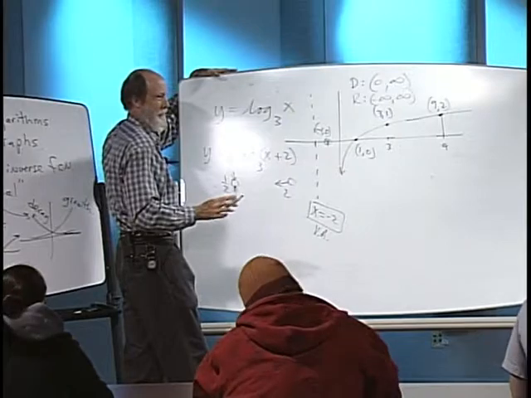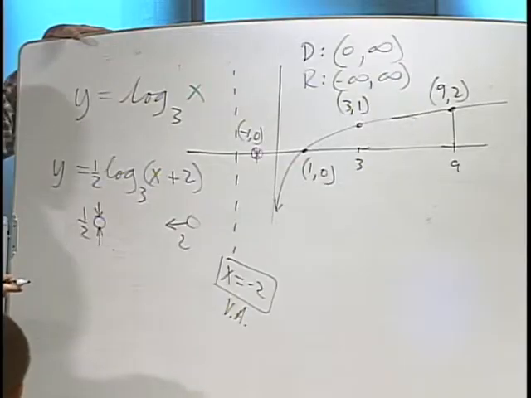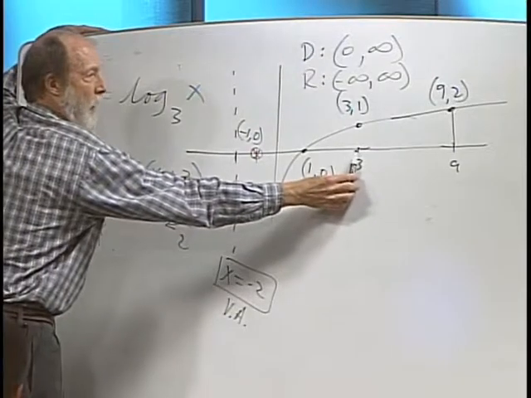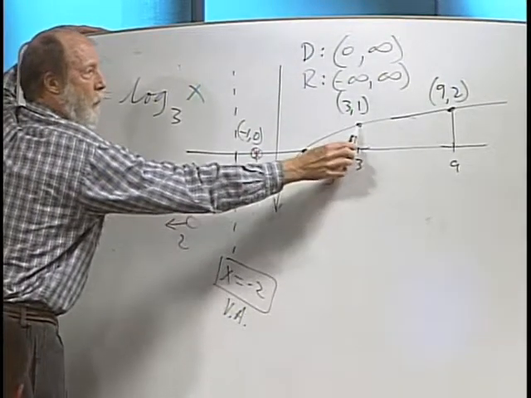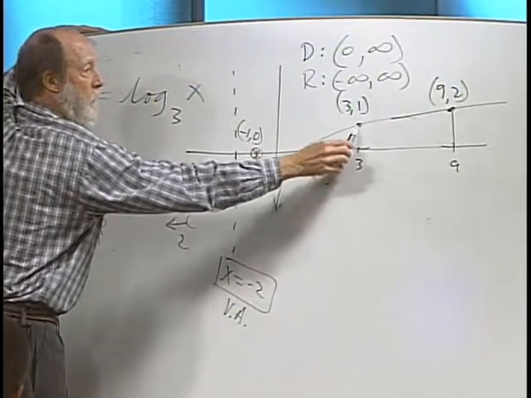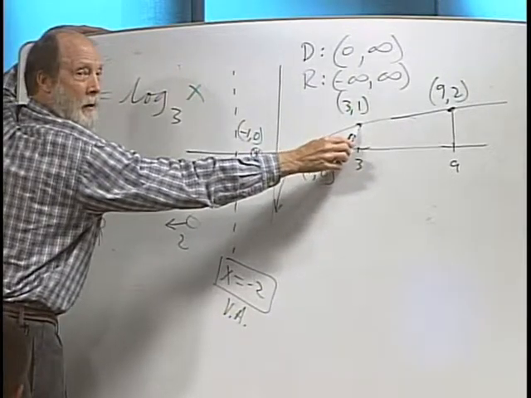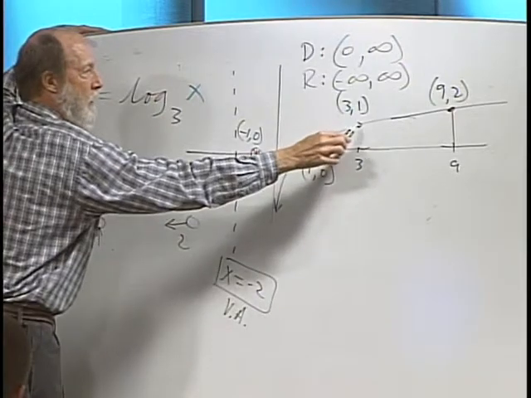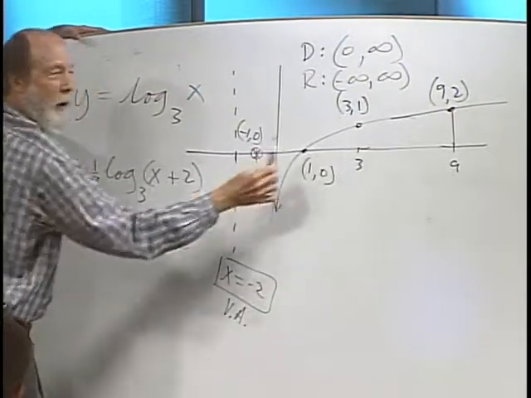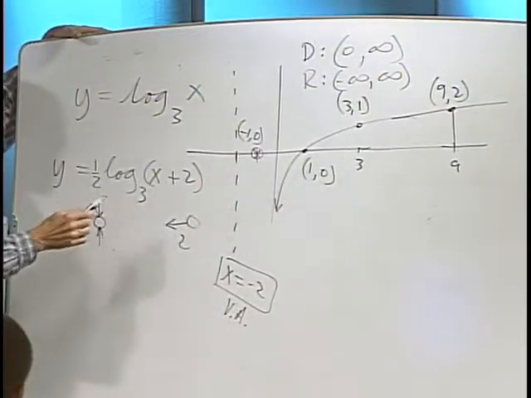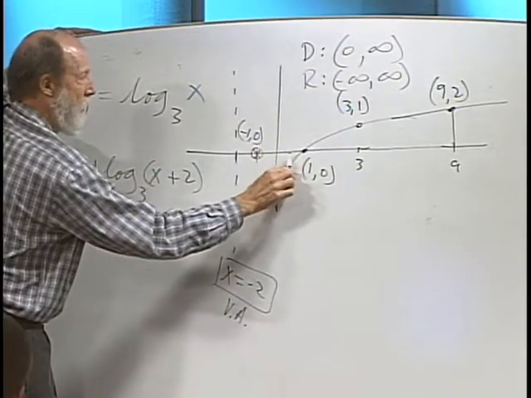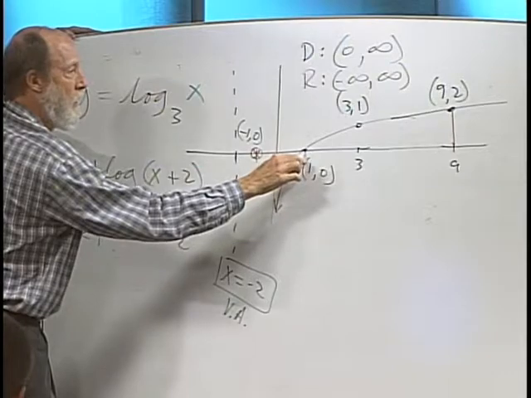Now I've got a tricky question to ask you. Tricky question. We were out here at 3 and up 1 on the basic logarithm graph, weren't we? Where does that point go to on this new graph? 3, 1 becomes what?